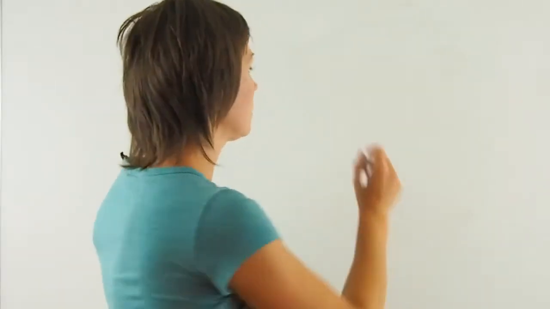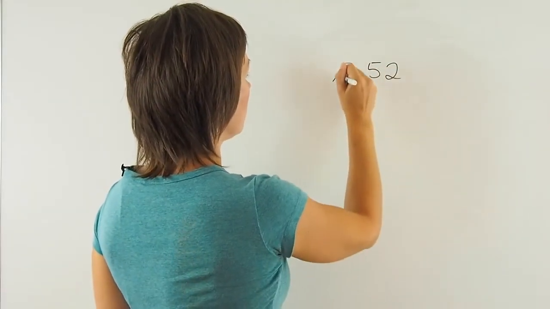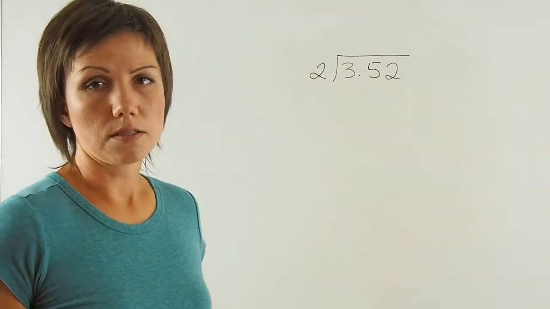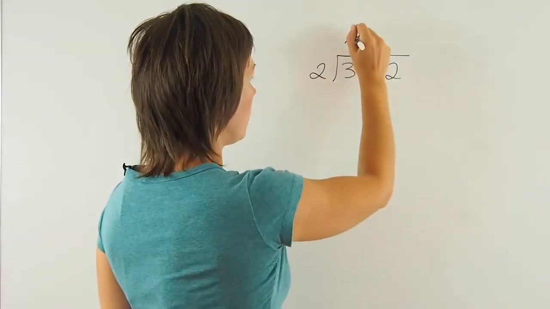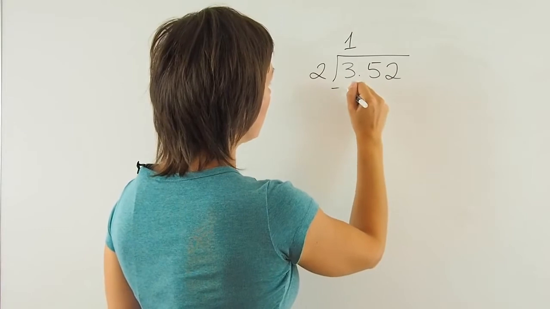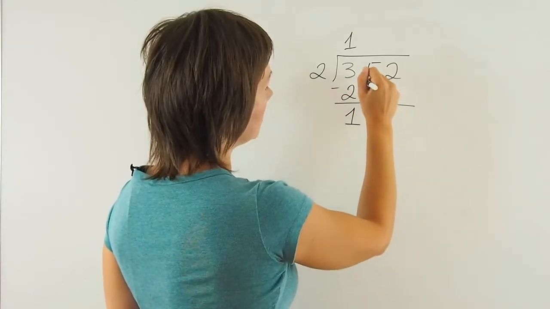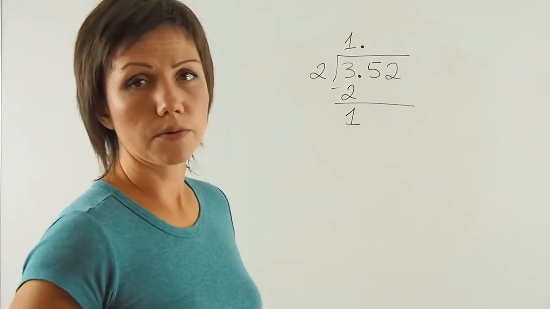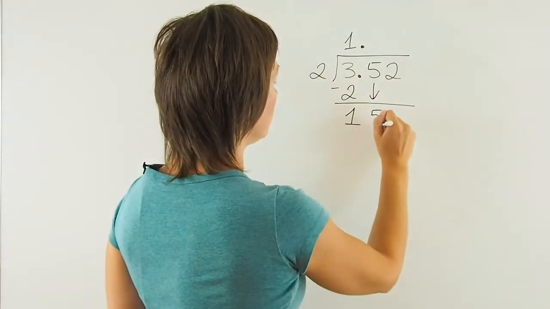Let's divide 3.52 by 2 and see what happens. 2 goes into 3 one time, minus 2, and that gives me 1. And I'm done dividing the whole part, so I'll put the decimal point in my quotient after 1. Then I'm bringing down 5.